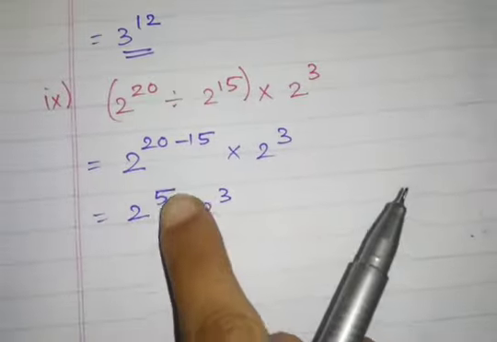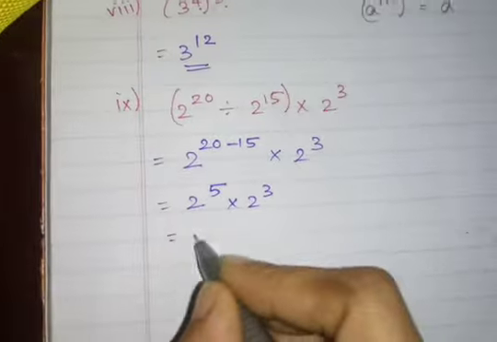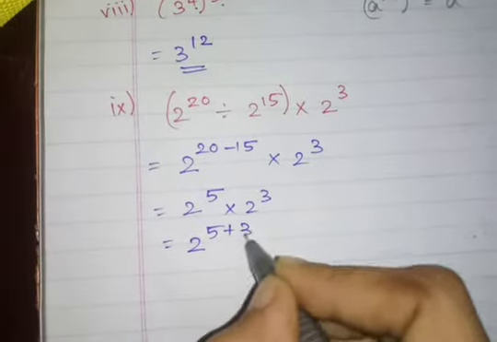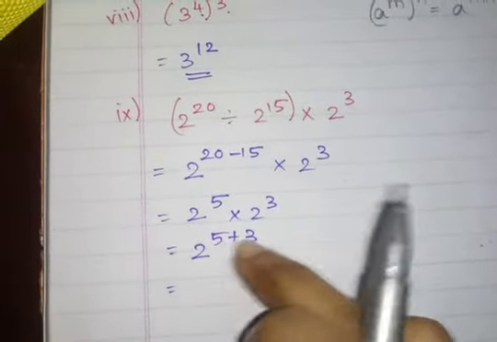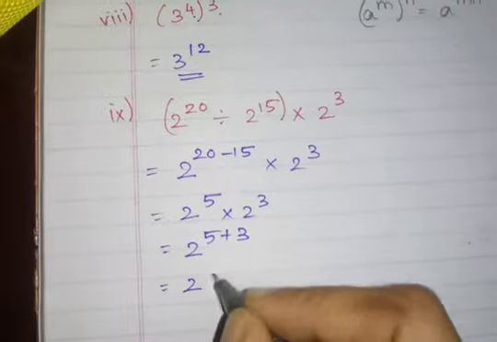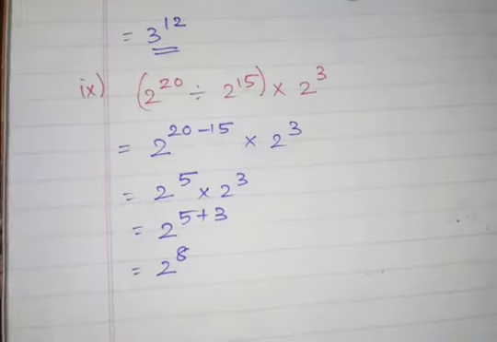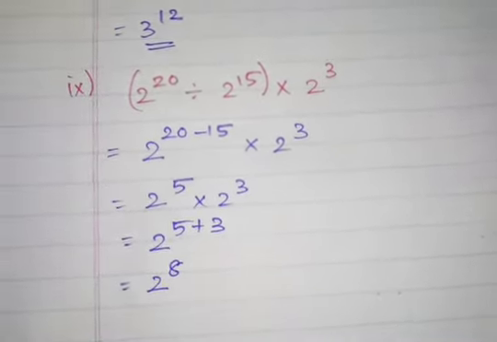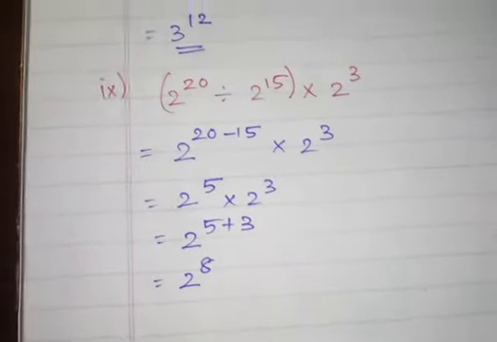20 minus 15 is 2 power 5. Now 2 power 5 plus 3. Yes, 2 power 5 plus 3 is 2 power 8. Okay, so 2 power 8 is your answer.